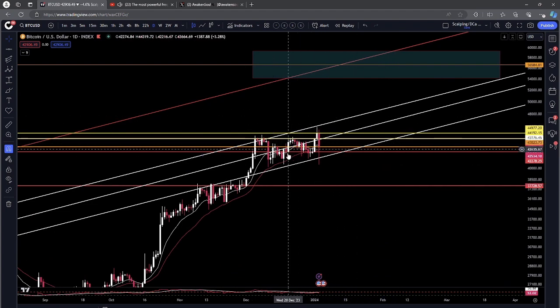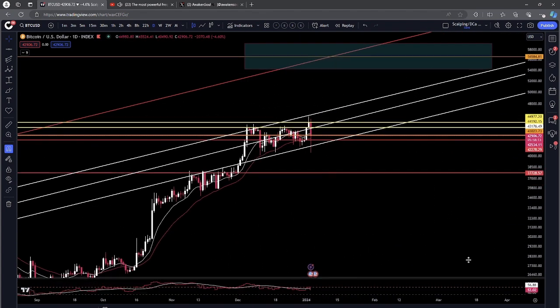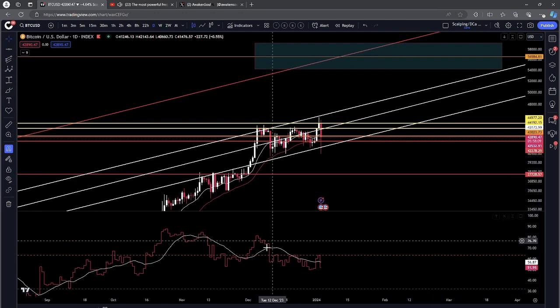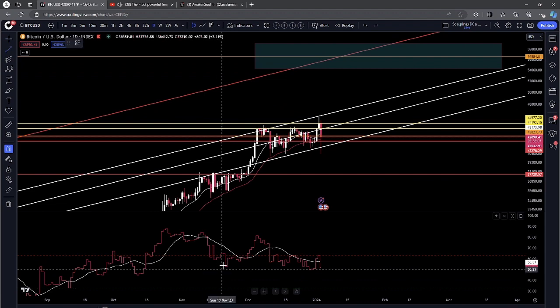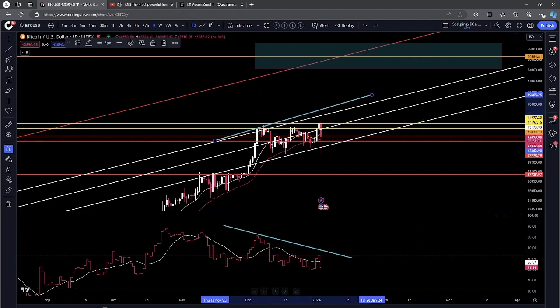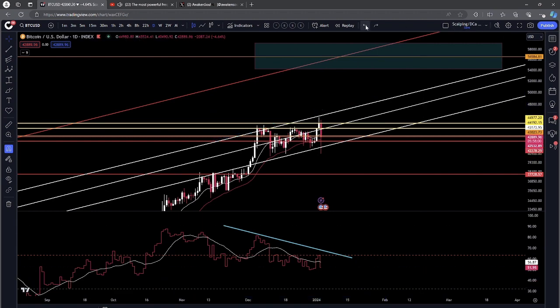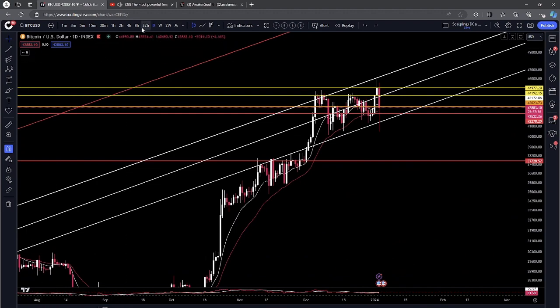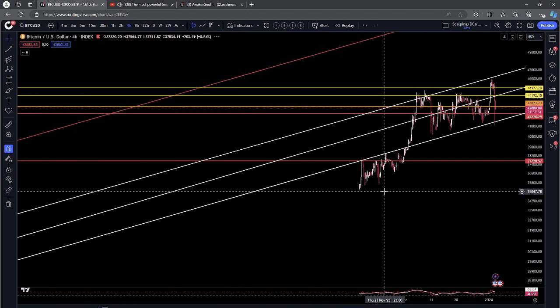We understand that price action is within a channel. Oh, do we have divergence? We sure do. Look at that. Right, RSI is coming down, price action's been going up. Right, so it is a bearish divergence. Something to consider. I'm going to go to the 4 hour now.